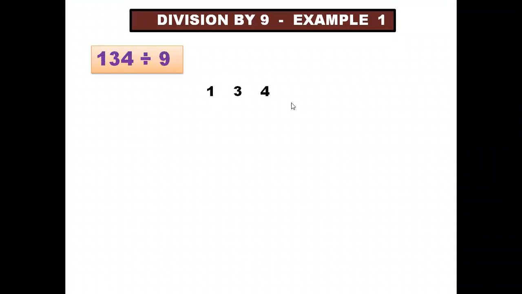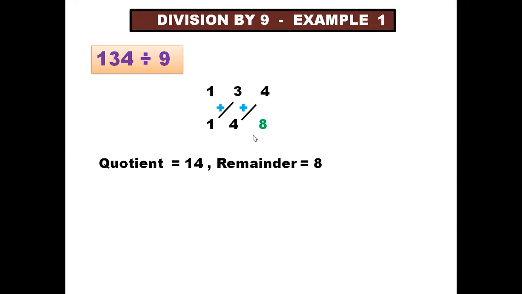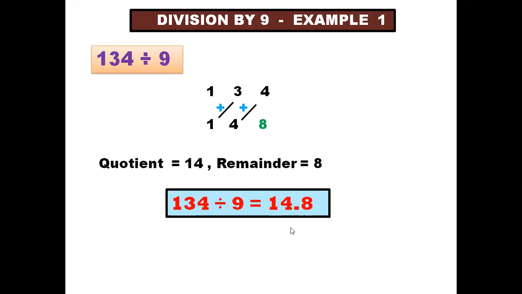First we will write 134 in this way, and the first digit just below 1. Now we will add the next digit, which is 3. We'll add 1 plus 3, so it gives us 4. We'll write it below 3. Now again we'll add the next digit, 4. So 4 plus 4 is 8. Now we don't have anything to add, so 8 is the remainder and 14 is the quotient. So we can also write it as 14.8.